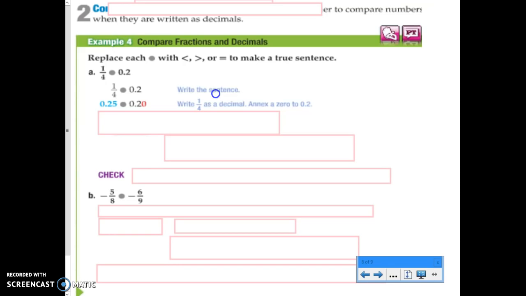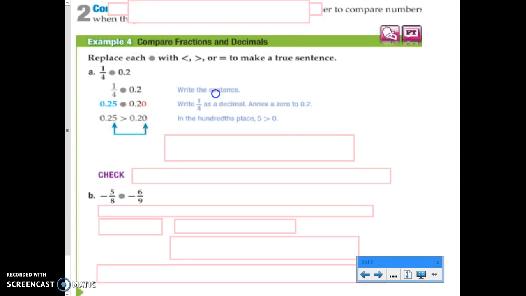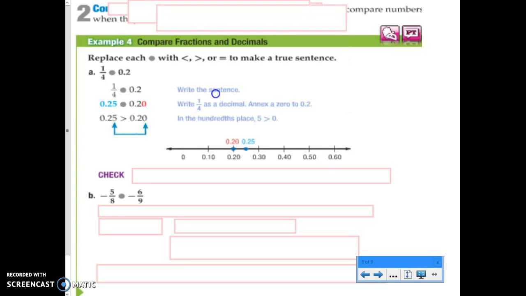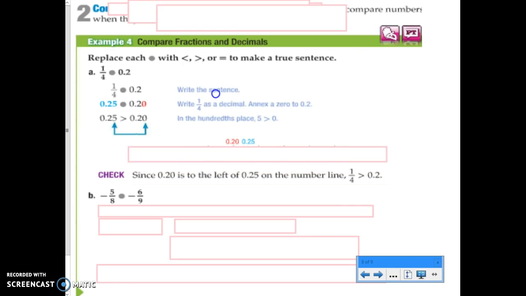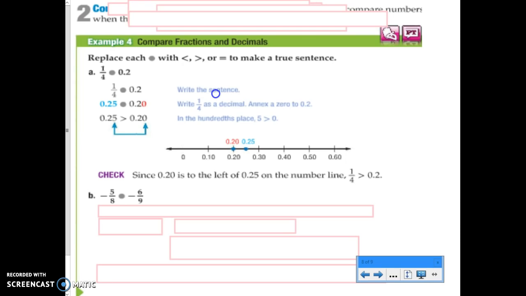And all I do is annex a 0 to the 0.2, so that way I am comparing even place values. The next thing I do is I look to the hundredth place, and since 5 is greater than 0, I take a look at my number line. When I place them on there, I can see that 5 is closer to 1, and that would be the greater of the 2. So 0.2 is to the left, and 1/4 then would have to be greater than 0.2, because I can see that this spot right here is closest to 1. These numbers get bigger, these numbers this way get smaller.